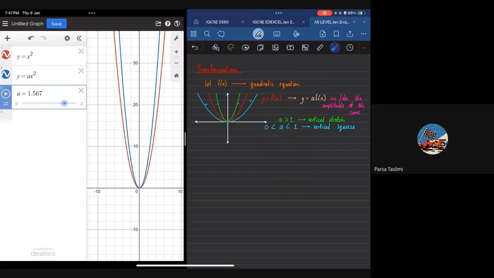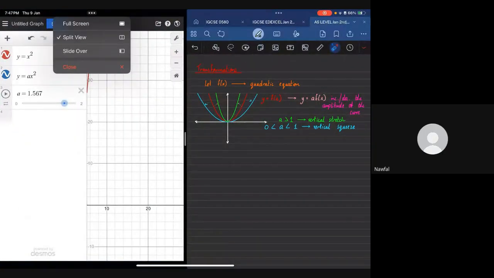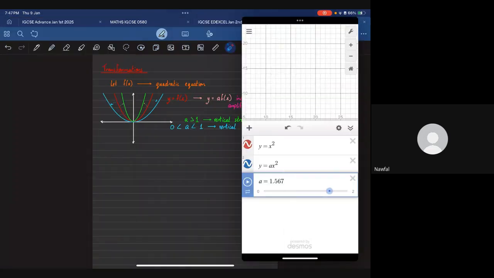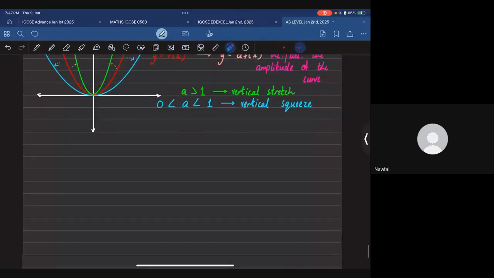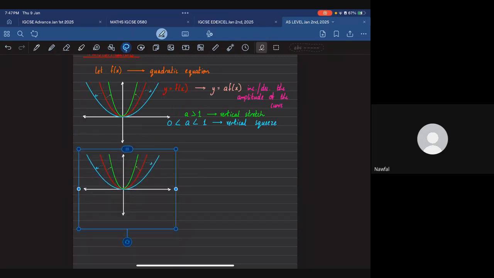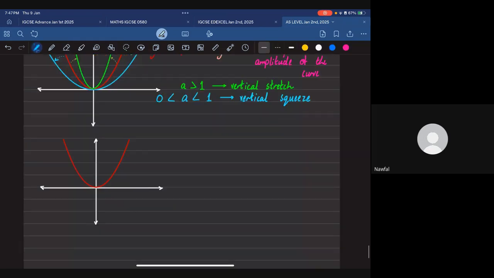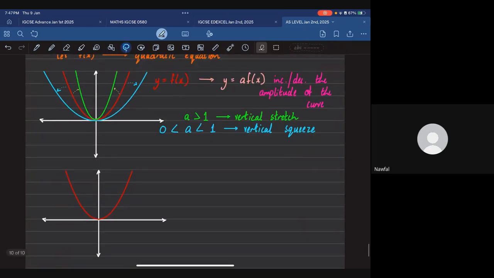Wow. Is this clear, guys? Nofal, is this clear? Any issues with this, Nofal? No issues. Let's just stay over here. Okay, now let's move on to what Parsa was saying. Parsa was trying to describe that, what if I have, again, y is equal to f of x being used.